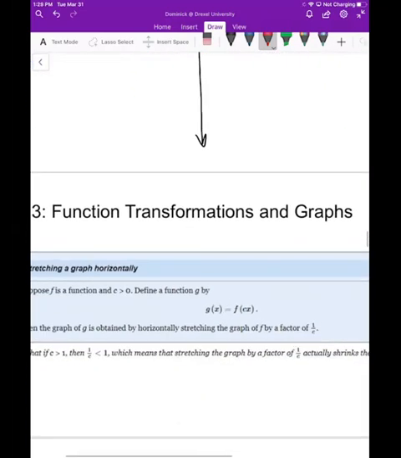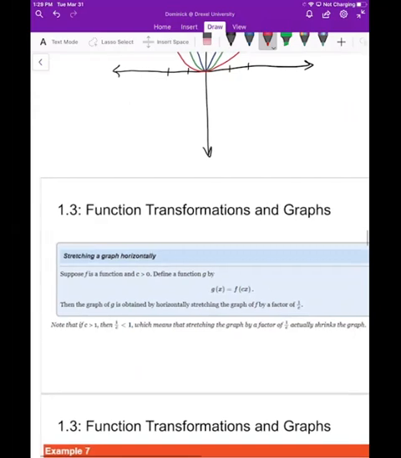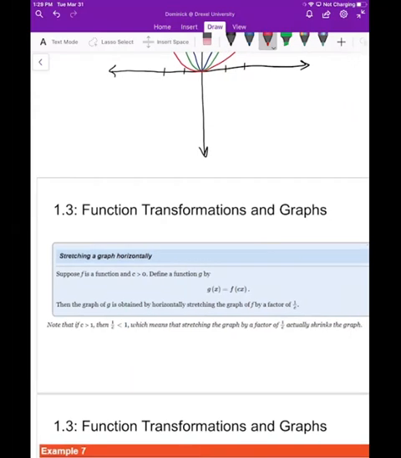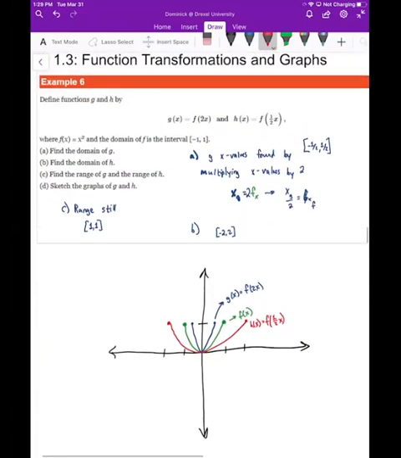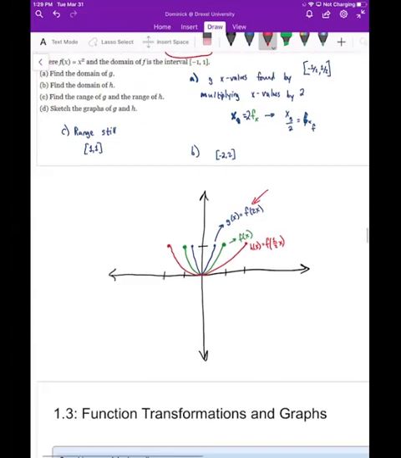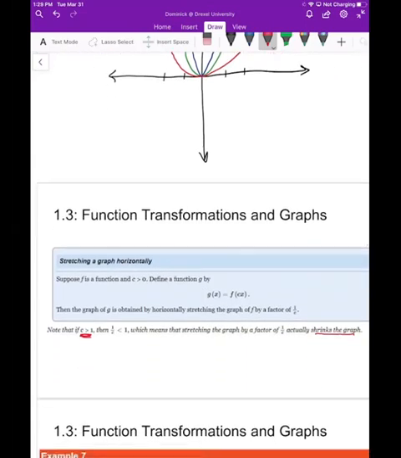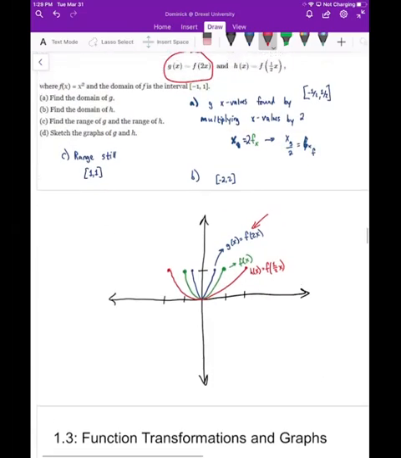So that leads us to stretching a graph horizontally. If your C is bigger than 1, that's really shrinking the graph. So that's what you saw up here, because this g was f of 2x, but that's making the graph smaller. That's that middle one here. And then if you have 1/2, then that means that you are actually making the graph larger. So that's another one that works maybe the opposite way that you would think.